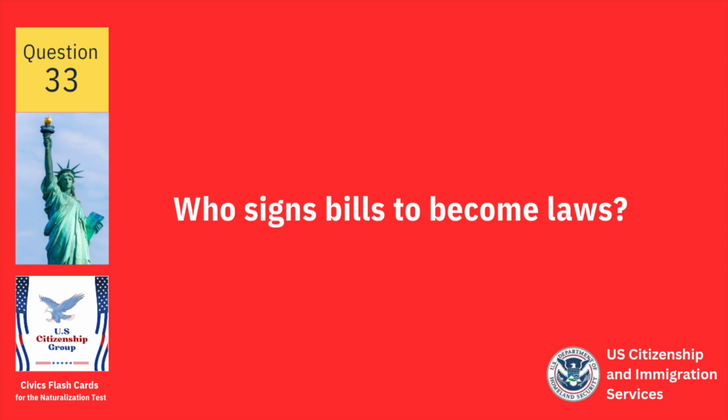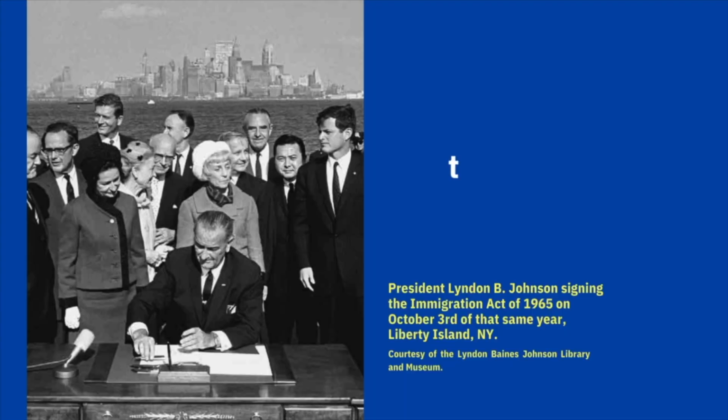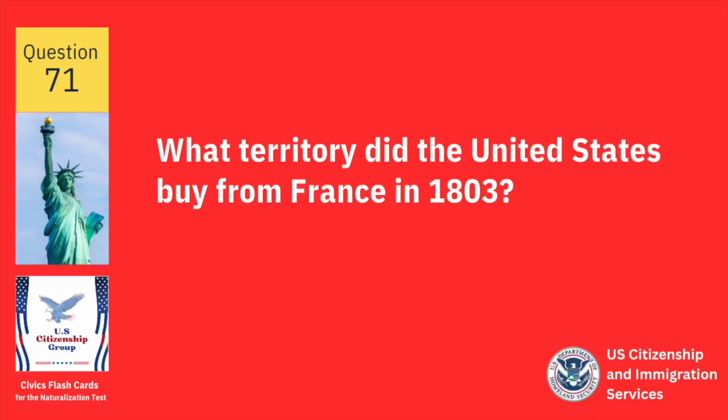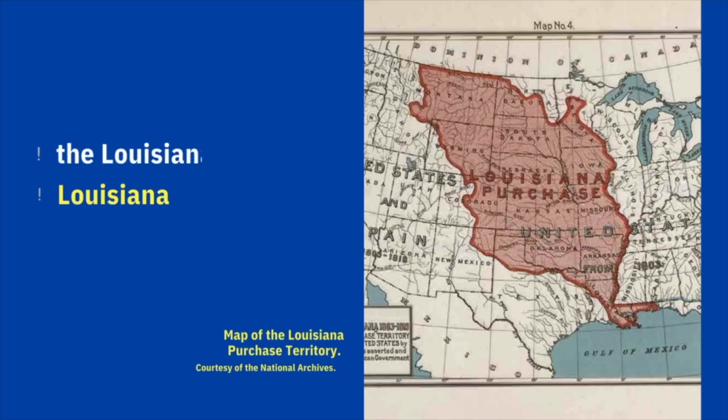Who signs bills to become laws? The president. What territory did the United States buy from France in 1803? The Louisiana Territory.